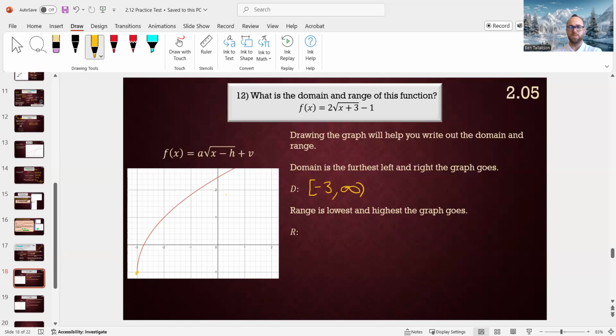And the range, what's the lowest point? I see -1. And how high up will that line go? Once again, forever in the positive direction.